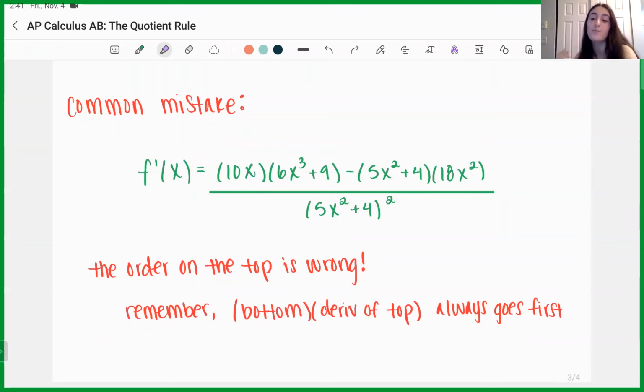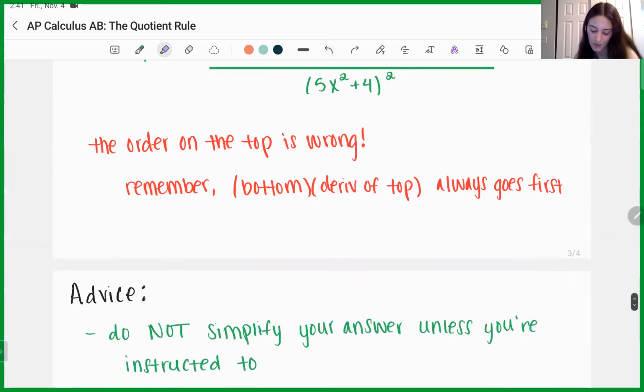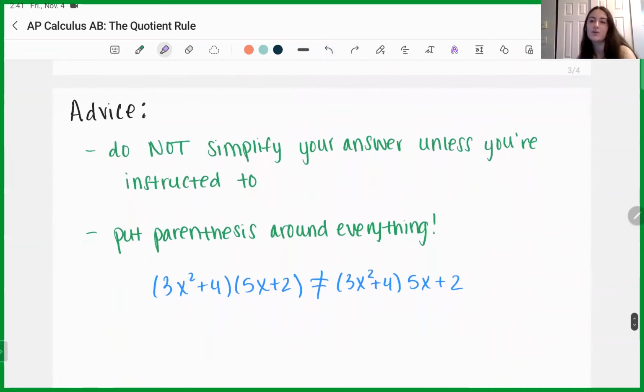So when you memorize the formula, please make sure you memorize that the bottom function times the derivative of the top function is the first piece in the numerator. That always goes first. So don't flip-flop the order there. Okay, so just some advice when it comes to quotient rule.